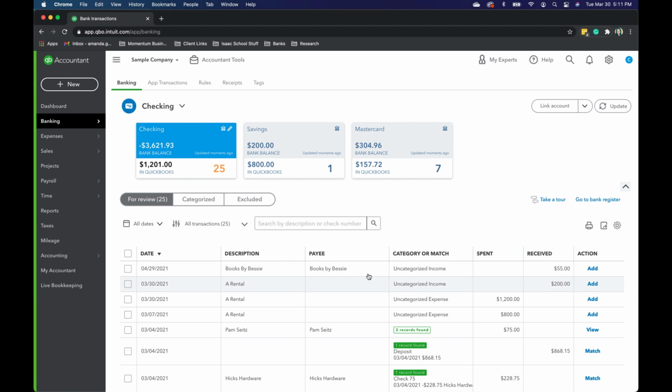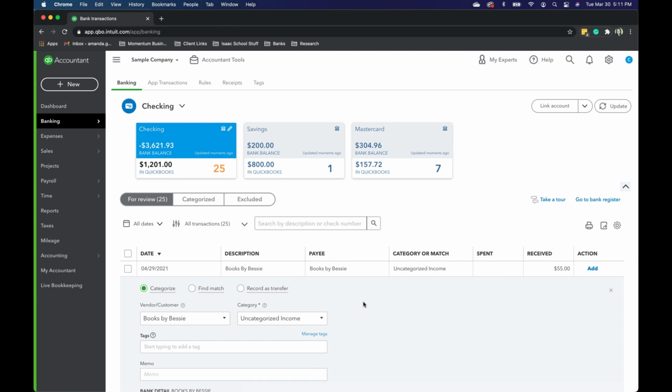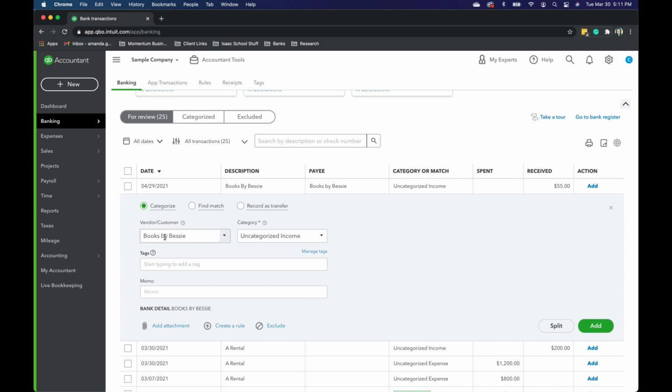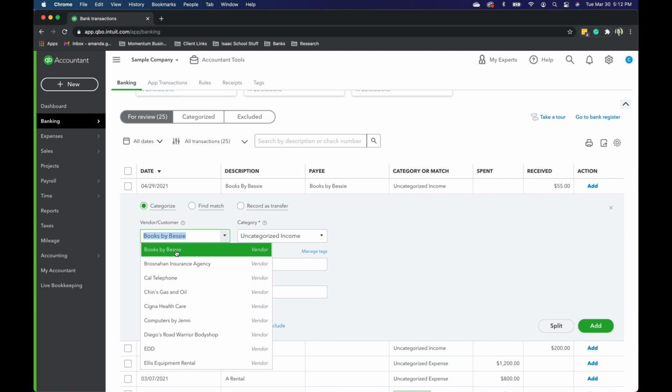So we'll start with this $55 received from Bessie, Books by Bessie. Now, the reason that I know this isn't income is because I've looked at this before I started the training. And I noticed that Books by Bessie is recognized by QuickBooks. That's why the name is already inside of this drop-down list right here. And when I look at it, they are set up as a vendor. So a vendor is somebody that we typically pay money to for products or services.